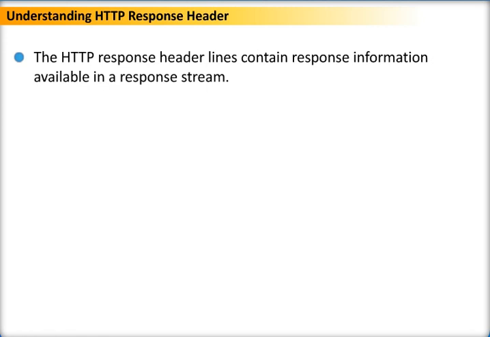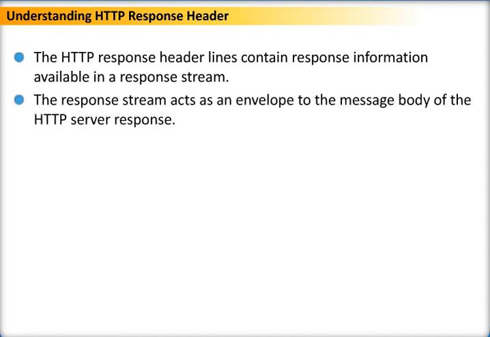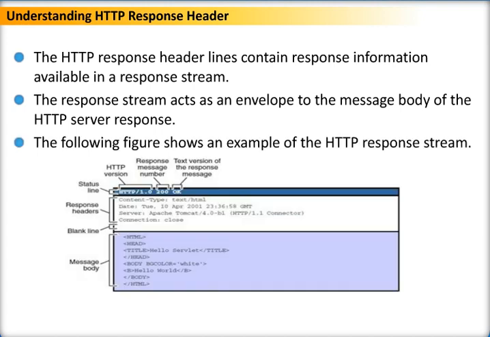As you know that the HTTP request header lines are available in a request stream, in the same manner, the HTTP response header lines are available in a response stream that contains response information. After processing the request, the web server sends the response to the client in the form of a response stream. The response stream acts as an envelope to the message body of the HTTP server response. This response stream contains status line, response headers, and message body, followed by a blank line. The displayed figure shows an HTTP response stream.